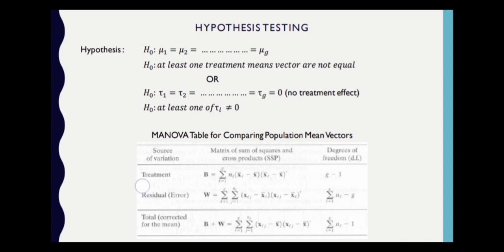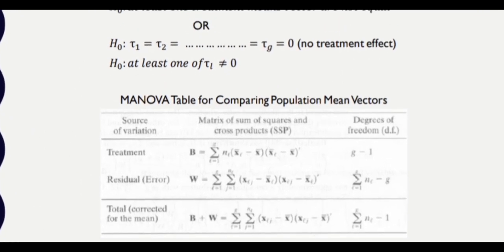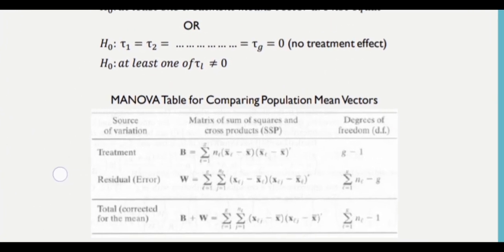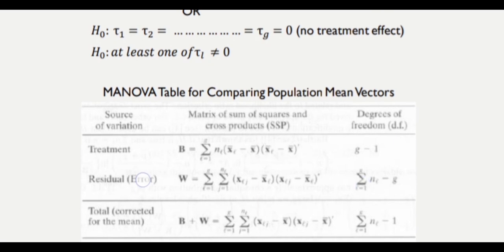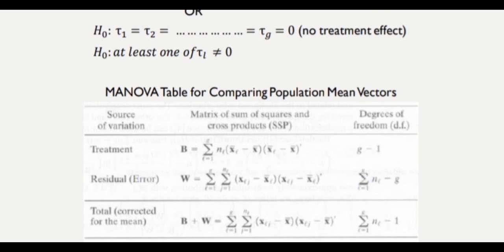Okay, so the MANOVA table in your textbook you can refer to in page 302. Kalau kat sini tak nampak sangat kan. Okay, page 302. Okay, so dia punya karakteristik sama. Source of variation we have treatment and residual dan juga total, and then you need to calculate the sum of squares and the cross product. Kat sini we noted as B and W. Okay, B adalah because we deal dengan matrix. So B and W ni will be the matrices.